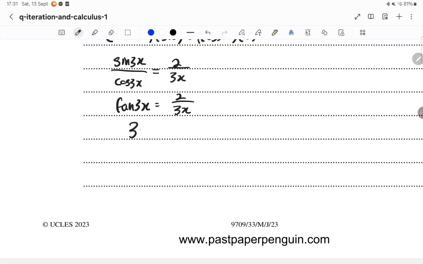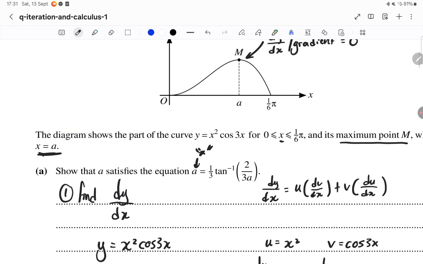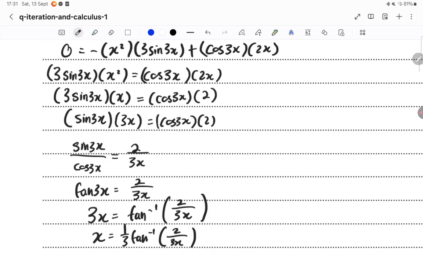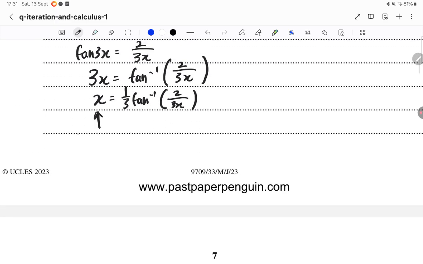Oh, okay, sorry. The 3x will be tangent, we'll move the tangent to the other side, which is 2 over 3x, okay? And the 3 just divide by both sides, we'll get 1 over 3 tangent inverse 2 over 3x. Alright, that's nice. And so for a fact that we know that the x value here is the maximum, the x value of the maximum point.